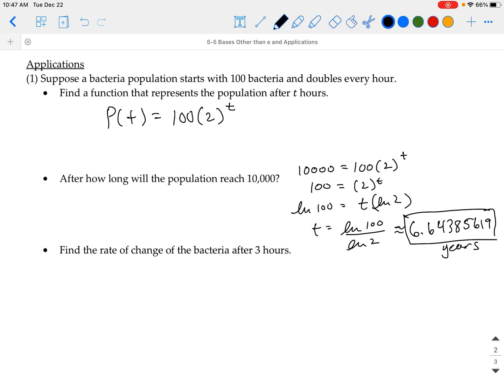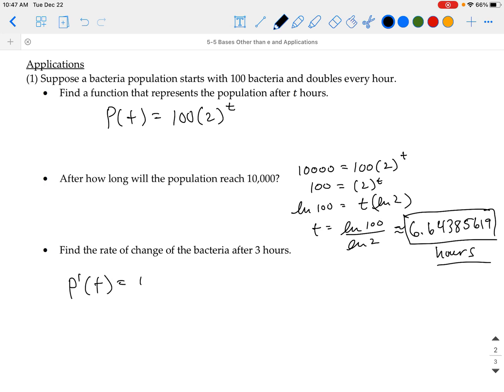And then it says find the rate of change of the bacteria after 3 hours. Oh, sorry, not years, it should be hours. So find the rate of change of the bacteria after 3 hours.